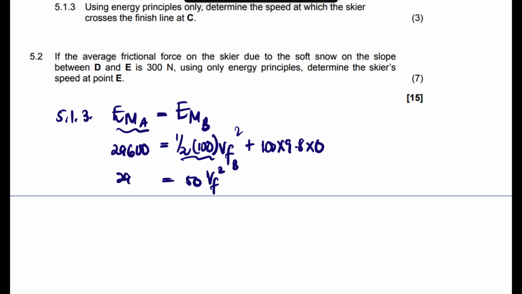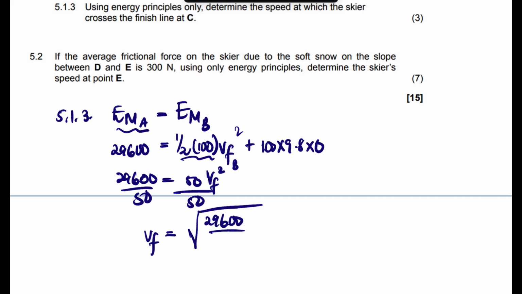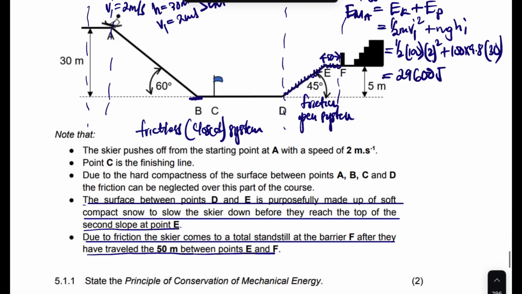VF squared is 29,000, and then we divide by 50 on both sides. This is going to be 0, so we can ignore that. So VF is equal to the square root, because don't forget to put the square root in there, guys. It's VF squared. So the answer there is 24.33 meters per second. That's the speed for B.